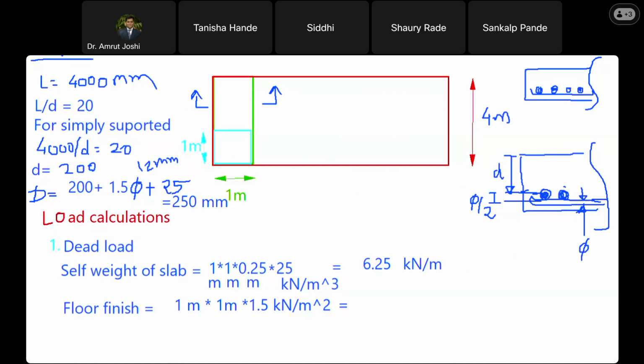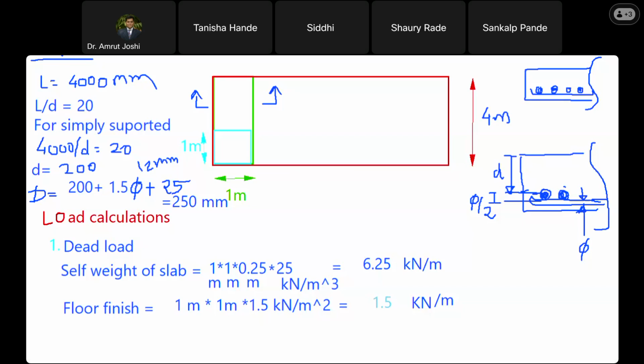Are you with me? However, as we are calculating this only for 1 meter along the span of the slab, therefore I have to consider it as kilonewton per meter. So now tell me what is this? 1 into 1 into 1.5. So it is going to be 1.5 kilonewton per meter, isn't it? Yes, sir. So we have now calculated the dead load of this slab.